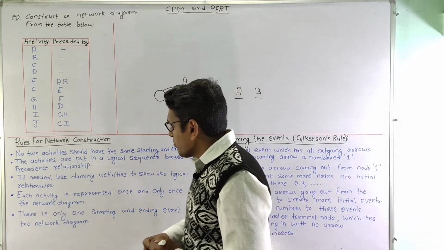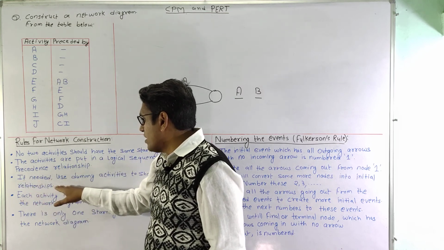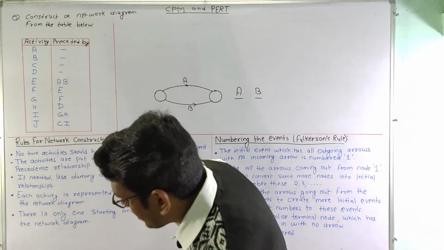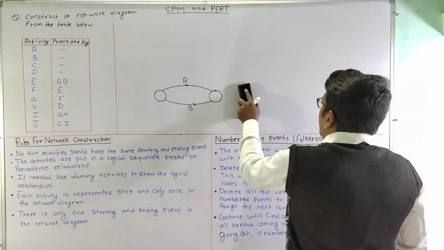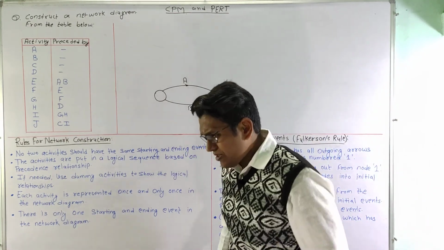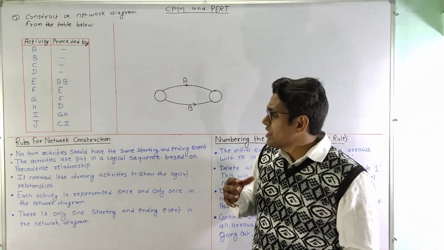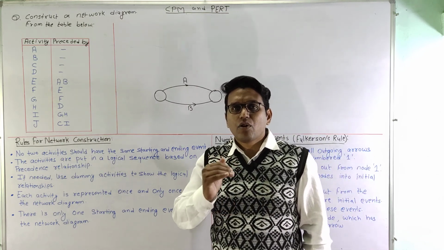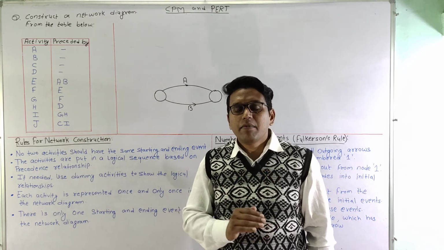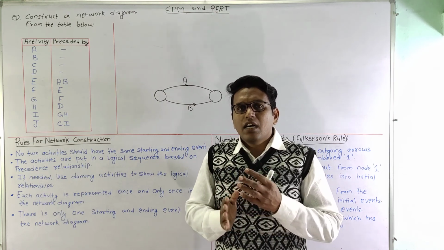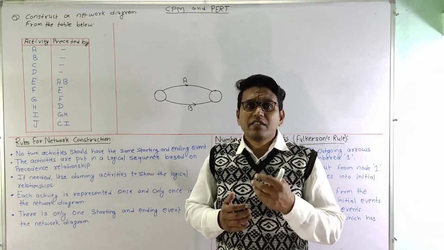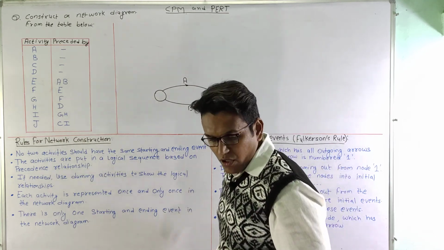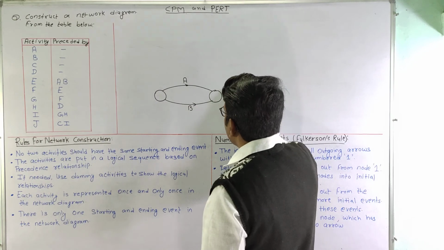Now let us move on to the third point. It says that if needed, use dummy activities to show the logical relationship. In certain network diagrams we need to use the dummy activity, which is an activity that does not consume any time or resource. The reason the dummy activity is used is just to follow the precedence, and it does not carry any resources.